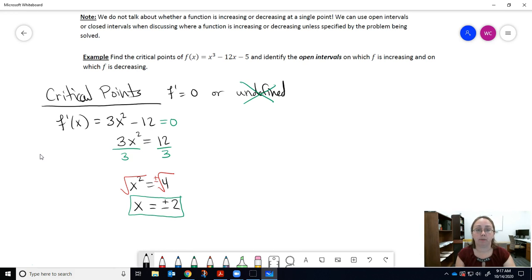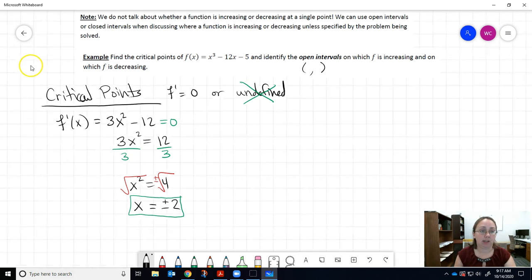Those are your critical points. All right, so we found where the derivative is 0. We determined that it's never undefined. Now, we need to identify the open intervals. We're doing open intervals, so that means parentheses. We write our intervals on which f is increasing and on which f is decreasing.